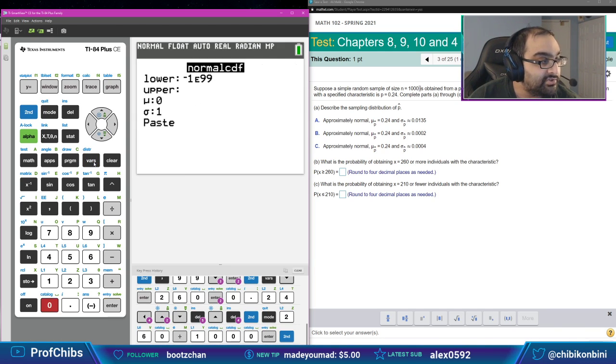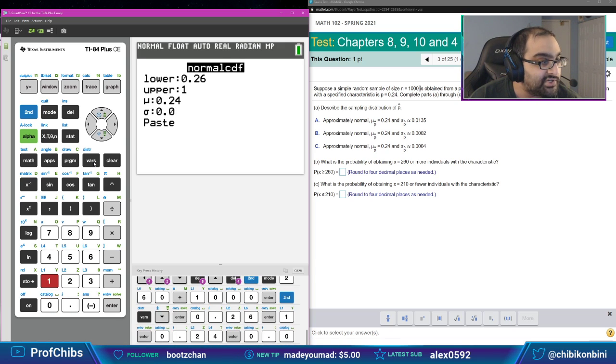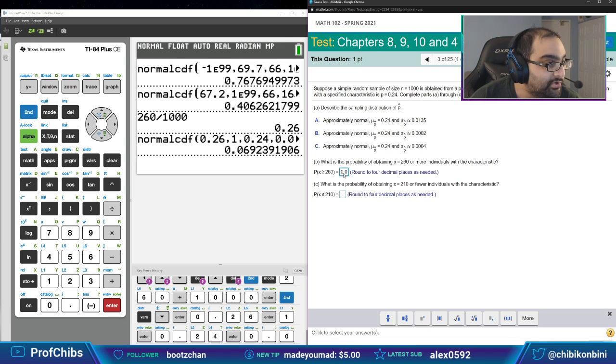Our lower here is going to be 0.26. Our upper is going to be 1, because all we're dealing with is proportions here, so we're going up to 100% max. We don't need 1e to the 99, we just need 1 for 100%. Our mean here will be 0.24, and then we'll put in our standard deviation we found from the first part, which is 0.0135. We'll paste that in, and here we get 0.0692 as our first one.